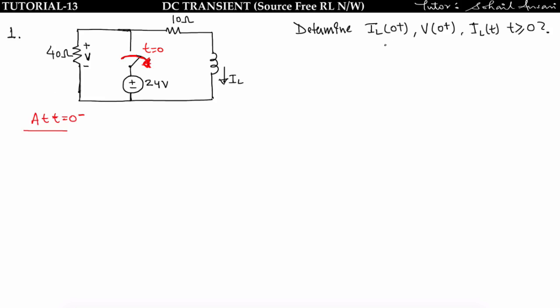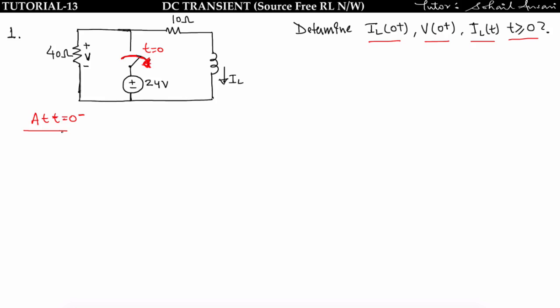We have to find IL of 0 plus, V of 0 plus, and IL of t for t greater than 0. We have to see whether the network is source free or with sources. So we have seen here that at t equal to 0 this source gets removed, that means this network is a source free network.